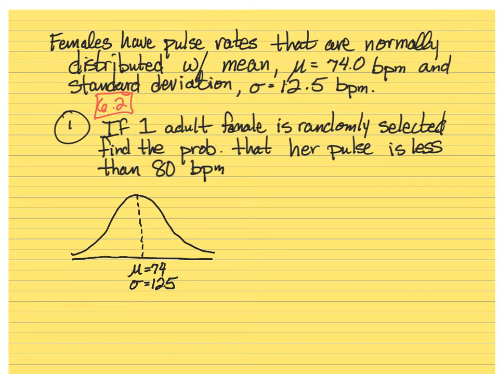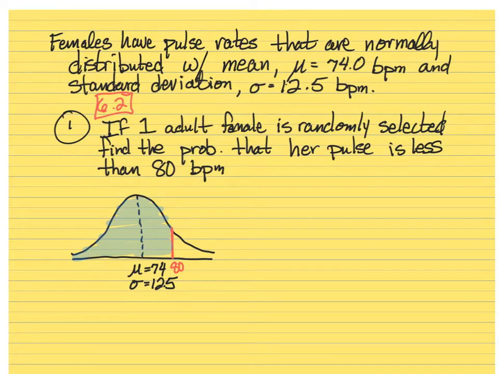All right. And we want to know what's the probability that this person has a pulse that's less than 80. So we're going to have our critical value at 80, and we want to be less than 80. And so that puts us right here. We want this area. That's the probability that we get that particular result. Right? So we know how to do this.